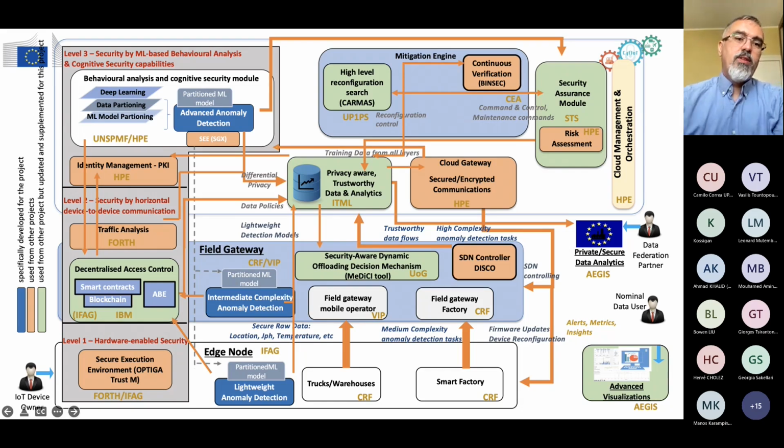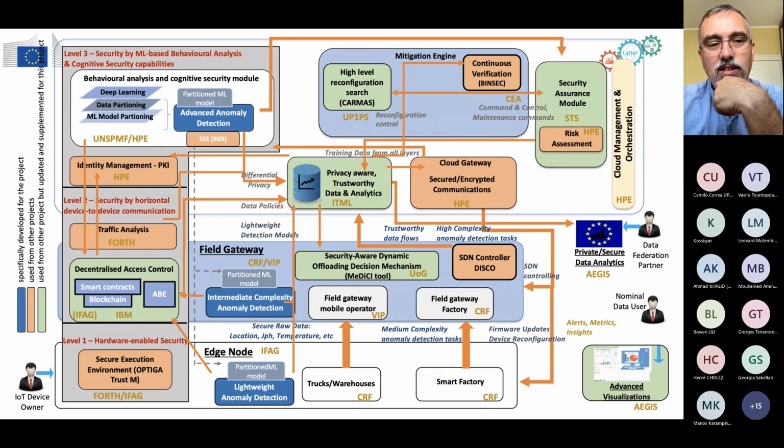The second level is security by horizontal device-to-device communication. So this is what happens between devices. And here, as I mentioned, the communication between devices and between the components is encrypted. This is attribute-based encryption, and all events that happen in the system are logged in the blockchain. This is what we call decentralized access control. And there's also the traffic analysis module that can analyze the traffic even though it's encrypted. So that's what happens in the communication between devices.